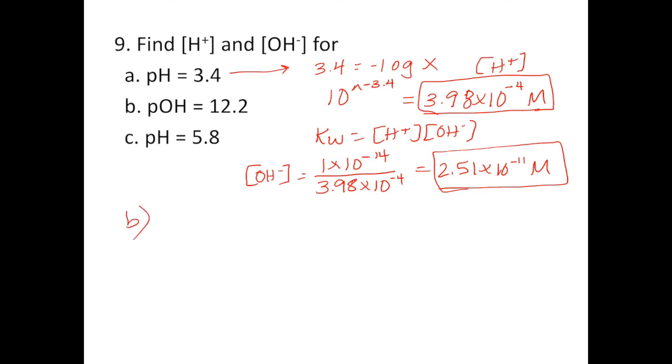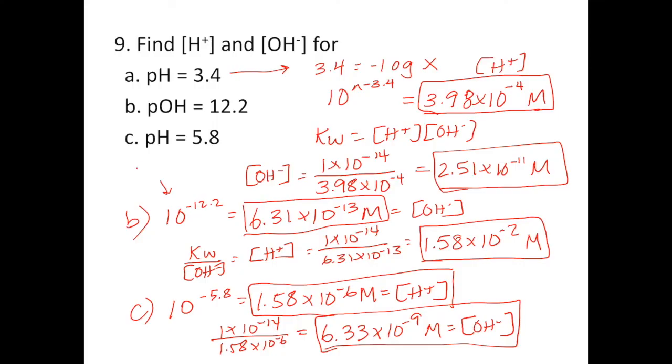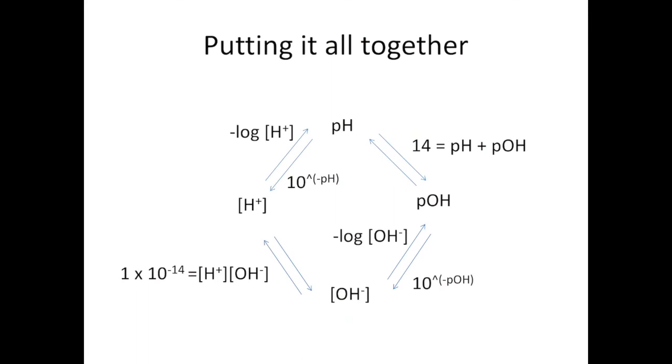All right, so try B, try C. Make sure all this math makes sense. And you are using inverse log, so this is second log. And then you're going to hit negative, whatever, 12.2, 3.4, 5.8, whatever it is. Okay, so let's put it all together.